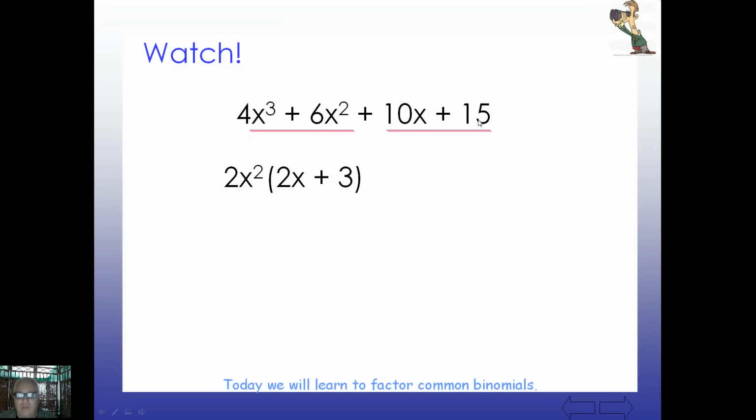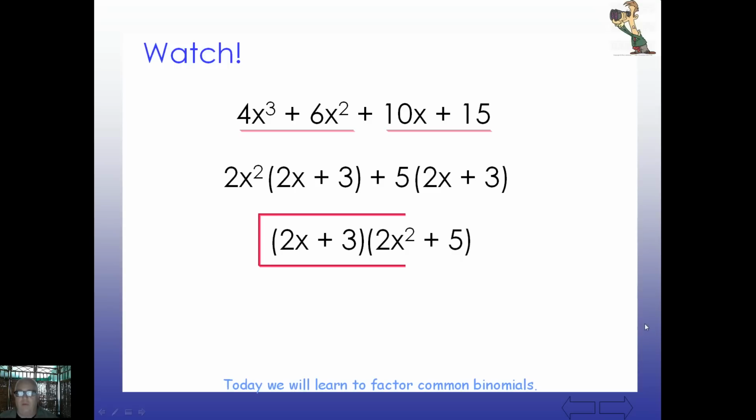What's 10x plus 15? What do these two have in common? Well, do you say a 5? If they have a positive 5 in common, what's left after you remove the 5? 2x plus 3. And of course, that's what I mean by them playing nice and friendly here, because now you can quickly see that they both have a common factor of 2x plus 3. So now we go back to what we know how to do, factor out the 2x plus 3, and you're left with 2x squared plus 5.